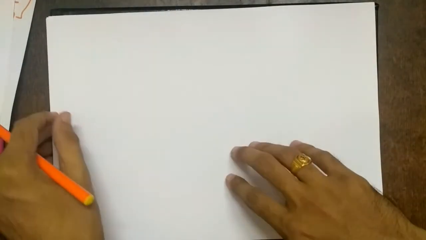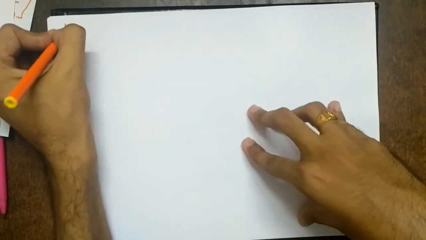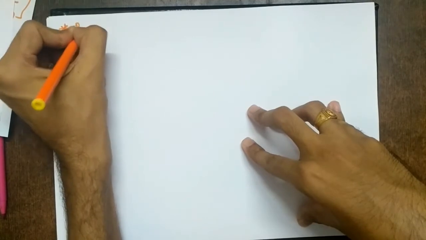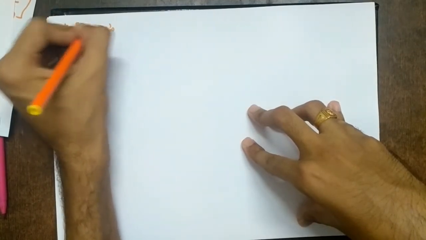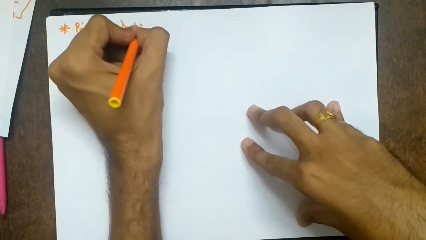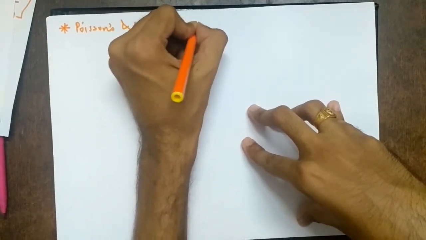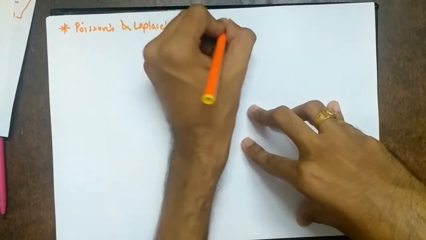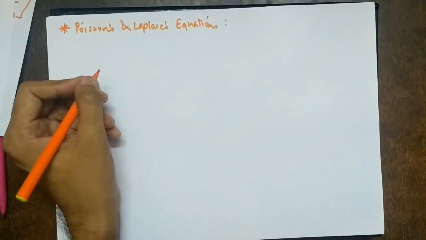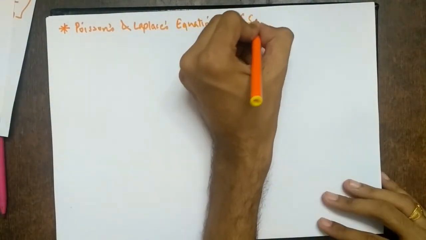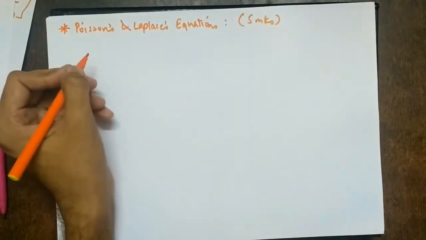So then we have a very important topic, which is Poisson's and Laplace's equations. So usually the derivation comes for 5 marks.